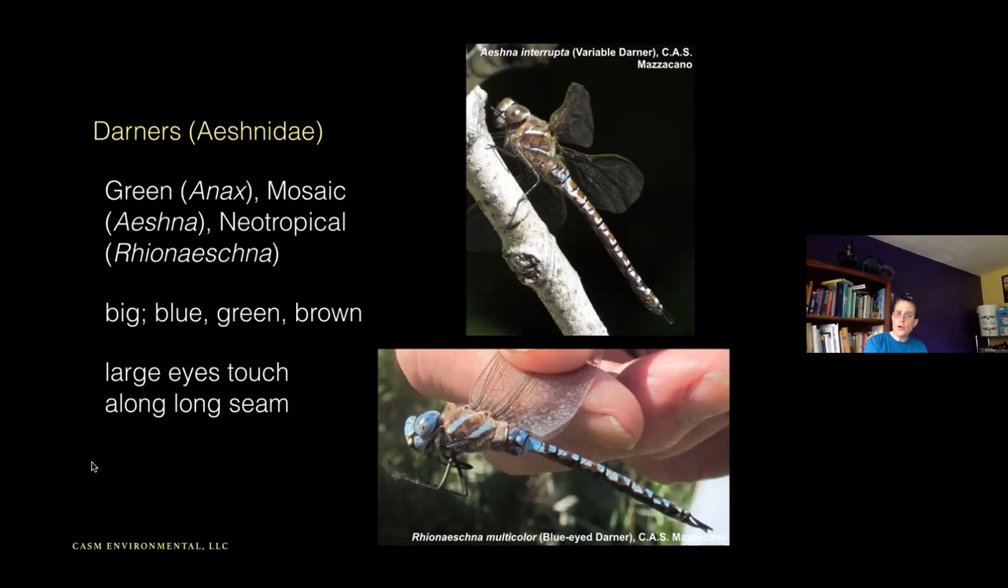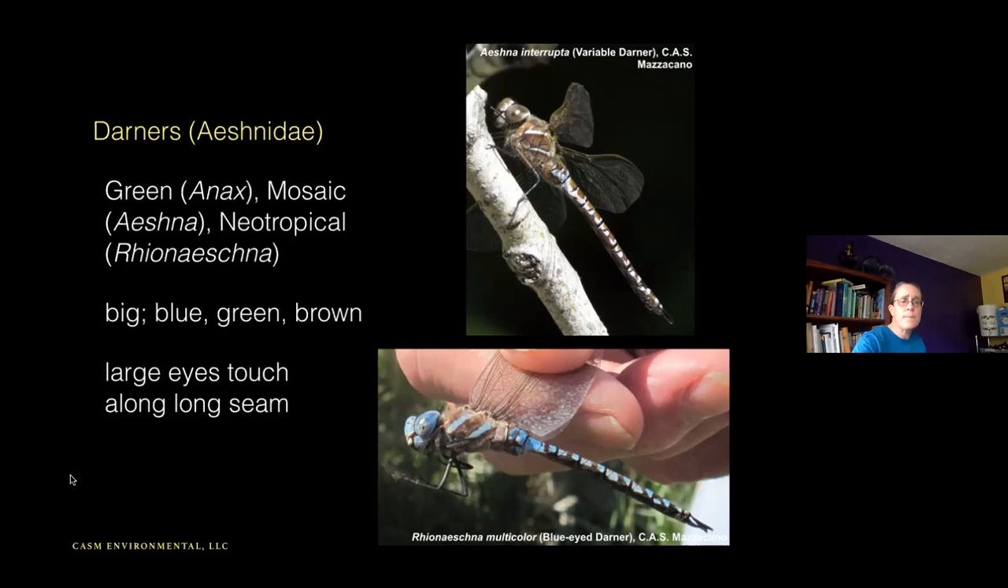So I said these are large. They're colorful, but not usually super bright colors. They're patterned in blues and pale greens and sometimes yellowish colors and darker brown, sometimes almost brown so dark that it's black. And these have the classic gigantic eyes dominating the face that meet. It's almost like they're squished together and there's a seam on the top of the head where they actually physically touch each other. So those are all characteristics of any of the different darners.